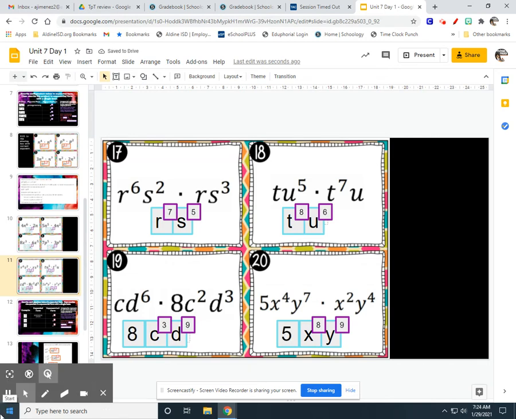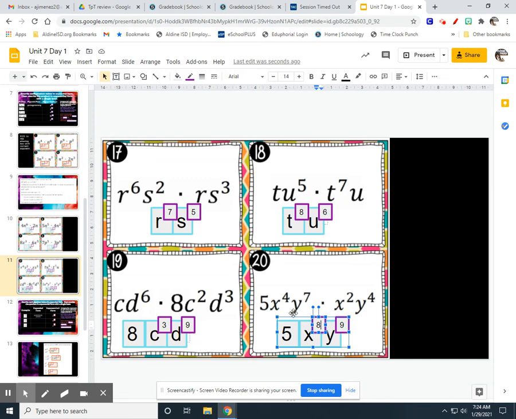Okay, here are the answers. Remember, we're just adding the exponents. Miss J added it incorrectly right here. Because what should this be? 4 plus 2 should be 6. 7 plus 4 should be 11. I don't know where I got that number from. Oof. Okay, so let's check these.